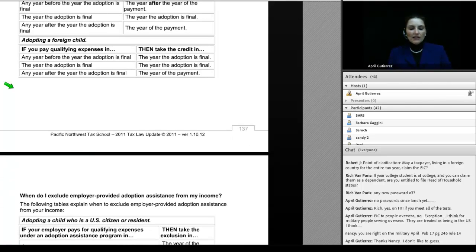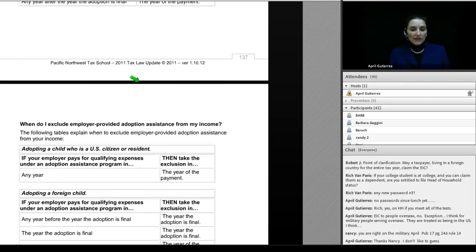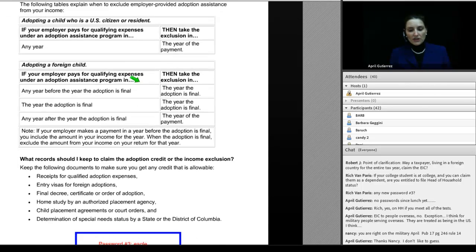But if you adopt a foreign child, and most of my clients that do adopt children are adopting them from China, I'm sure we're all aware that's a hugely popular place. Korea is also popular. If you paid expenses for that kind of adoption, and you paid those expenses in any year before the year that the adoption is final, you can only claim them in the year that the adoption is final. And if you pay them in the year the adoption is final, you claim them in the year it was final. And if you pay them any year after the year the adoption is final, you claim them in the year of payment.